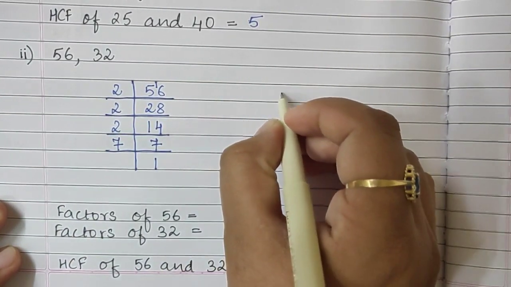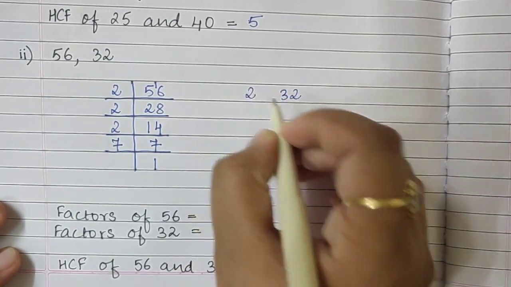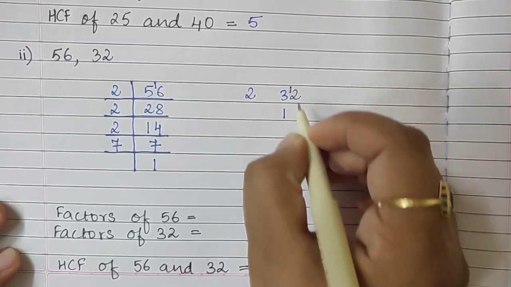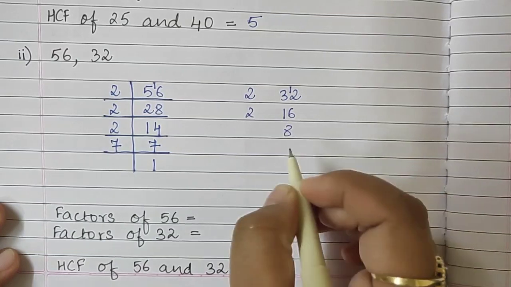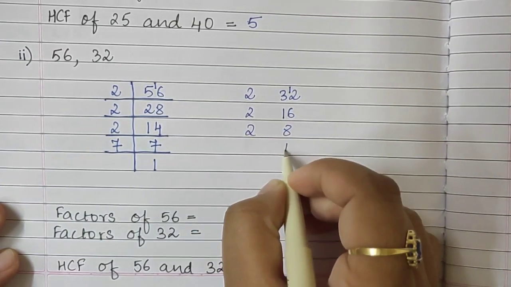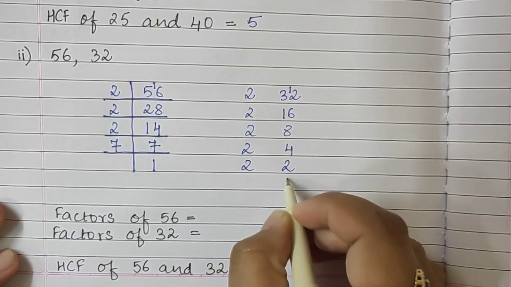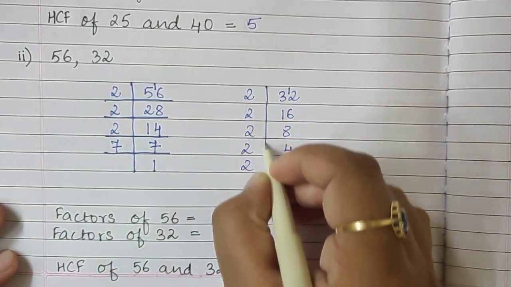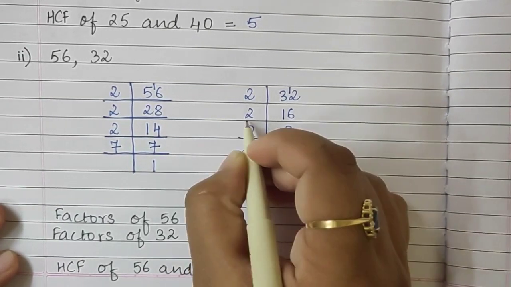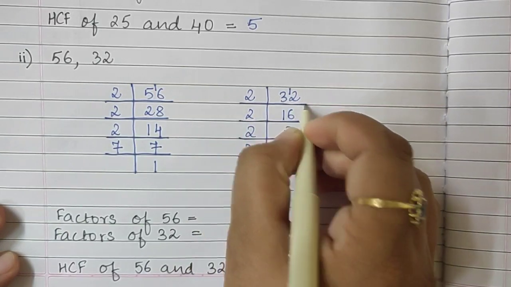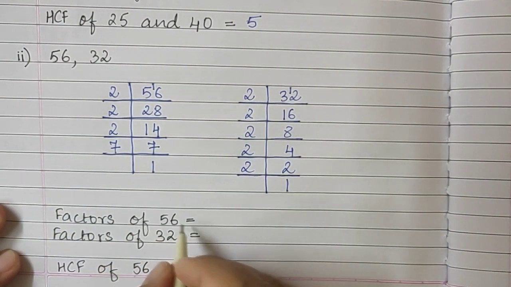Now we'll go to 32. Again an even number, so we'll begin with 2. 2 1s are 2, carry 1. 2 6s are 12. 2 8s are 16. 2 4s are 8. 2 2s are 4 and 2 1s are 2. I'm using a pen here directly to save time so that the video is not very long for you to watch. Okay, so we'll write factors of 56.